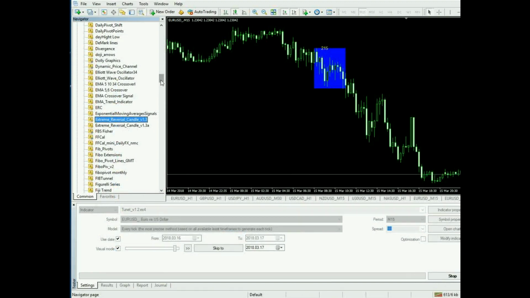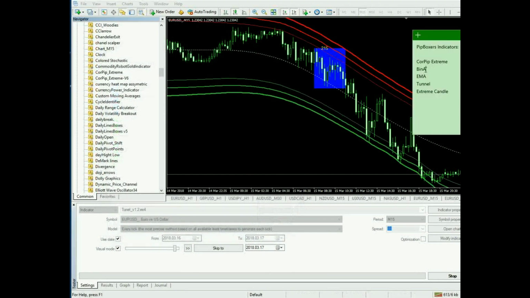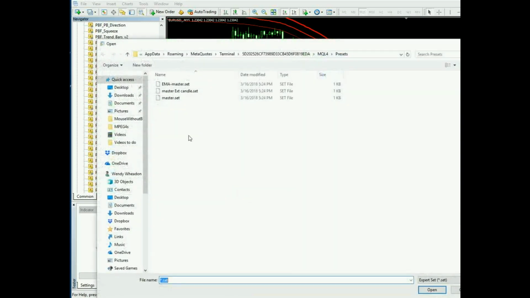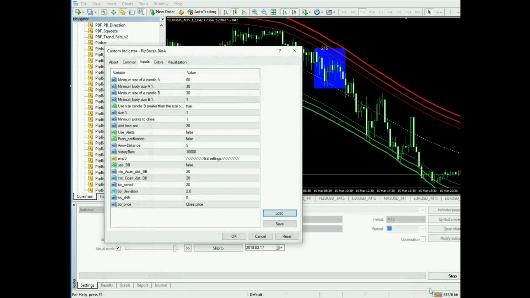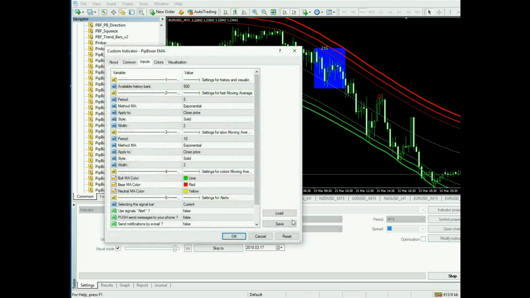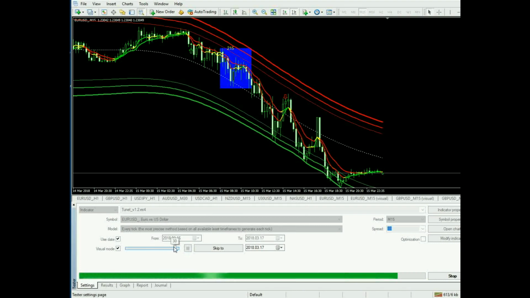Now we will add Corpip Extreme. Then we will add Corpip Extreme. We will add PipBoxer B in A, PipBoxer B in A. This one, load with the preset of this one. And next one will be tunnel. We have extreme candle and EMA, PipBoxer EMA. Okay, load EMA master. All right, so now we have it. So let's see how euro behaved today. We're going to start, and we go.